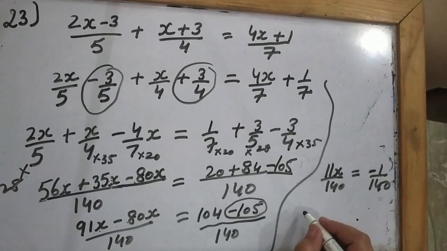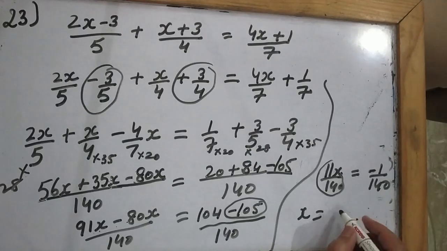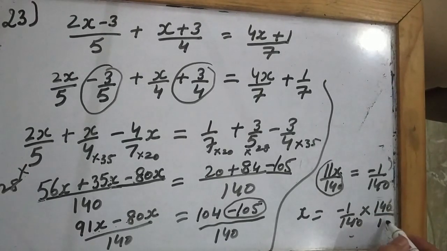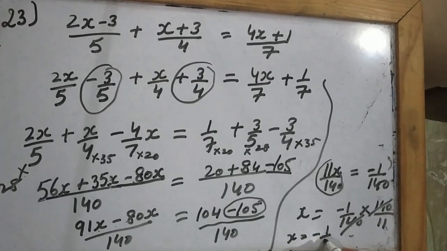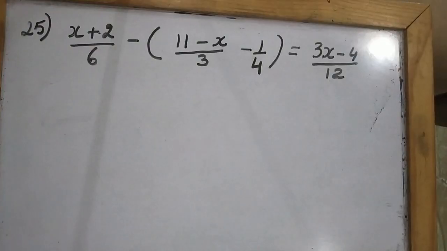Now when you have to shift this fraction over that side, so it will become a reciprocal. Multiply 140 upon 11. 140 and 140 gets cancelled, so your answer is minus 1 upon 11. Now we start with the 25th question.